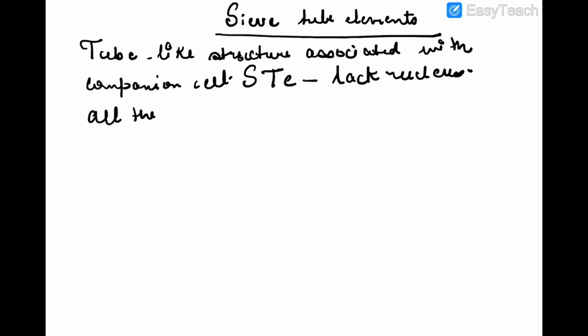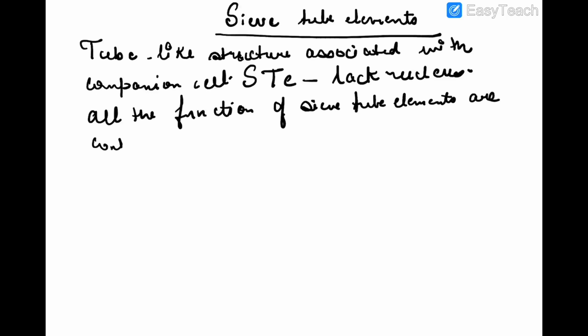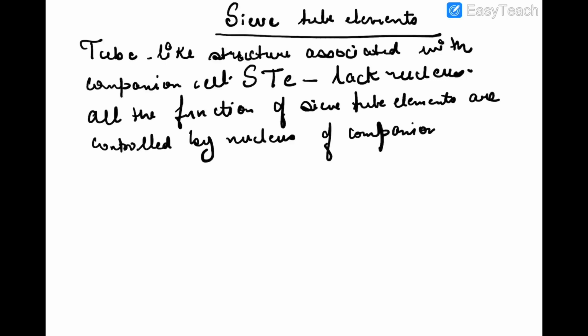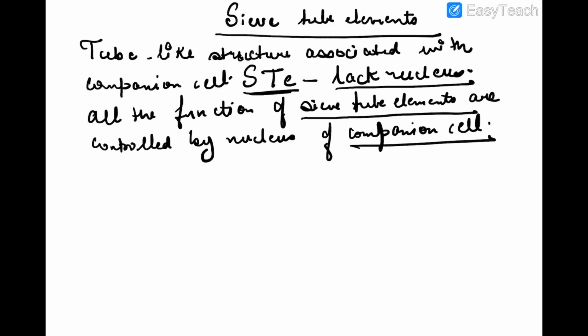All the functions of sieve tube elements are controlled by the nucleus of companion cells. So since the sieve tube elements do not have a nucleus, all their functions are controlled by companion cells. So since all its functions are controlled by companion cells, it is closely associated with companion cells.